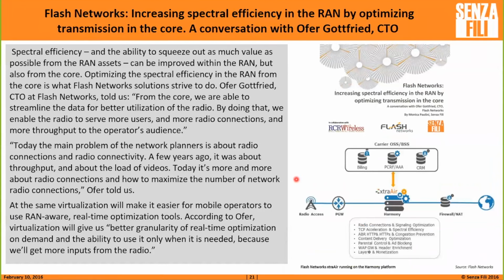With Flash Networks, we talked about how you optimize what's happening in the RAN from the core. So it's basically trying to increase the network utilization and the performance in the RAN as you move from the core, and try to optimize the network so that by the time it reaches the RAN, you have an easier job there to transmit the data.